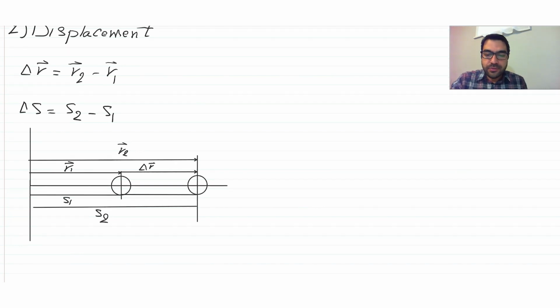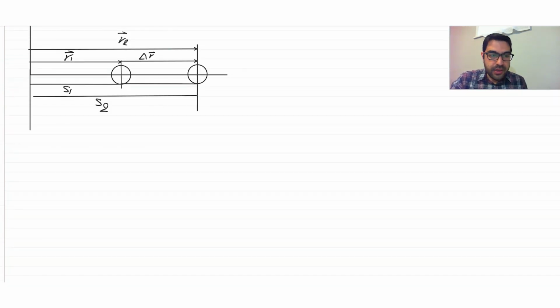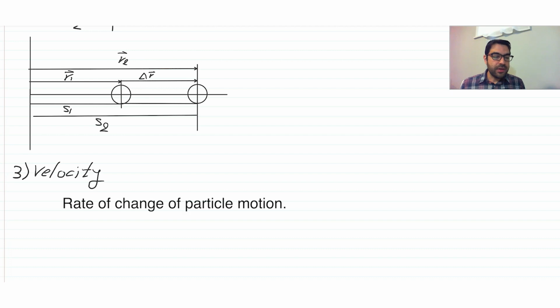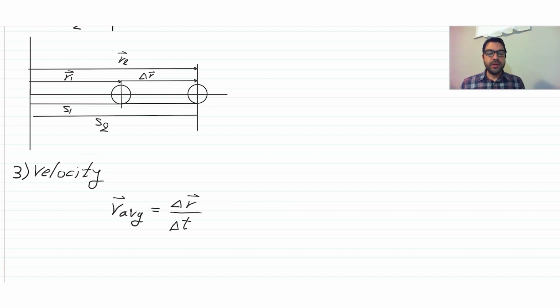And let's move on to the third term that we're going to discuss. Let's keep this graph here. Let's talk about the velocity. Velocity is the rate of change of particle motion. So how can we write it mathematically? We write it like this.